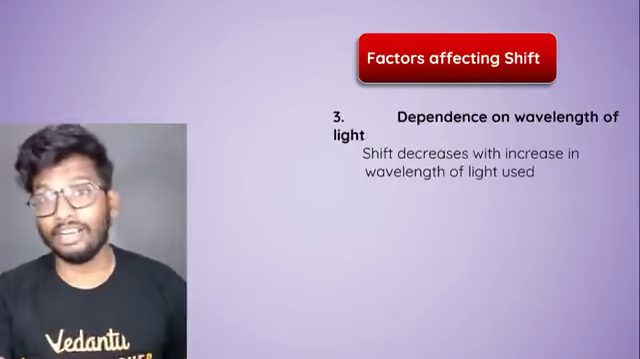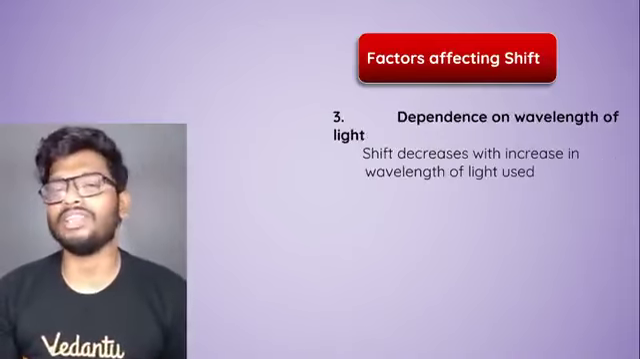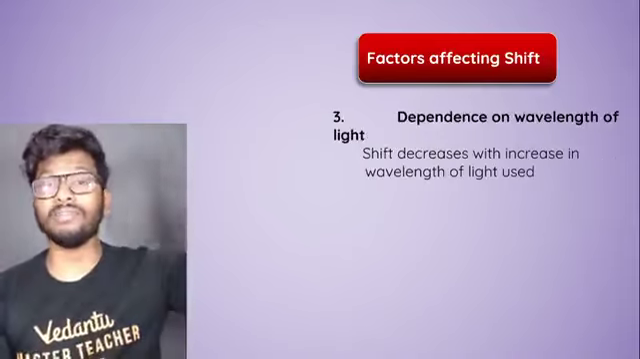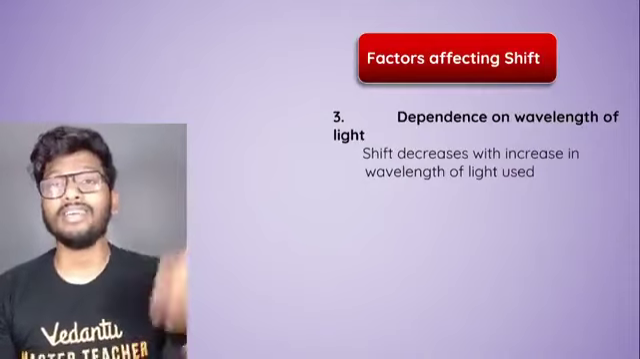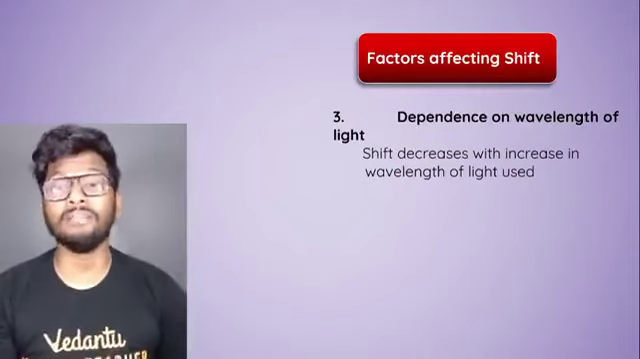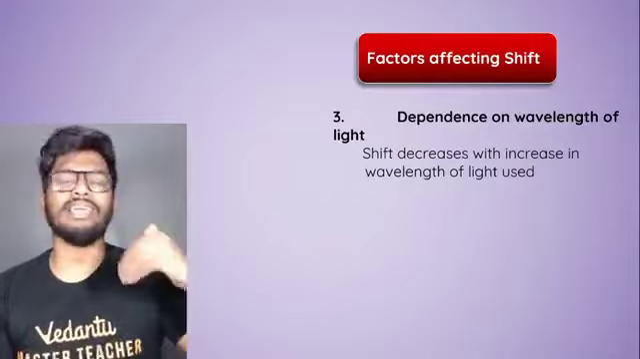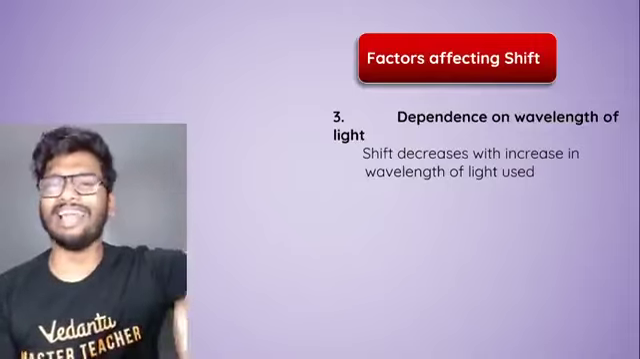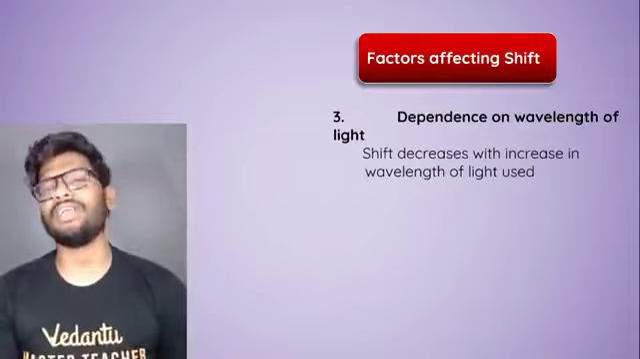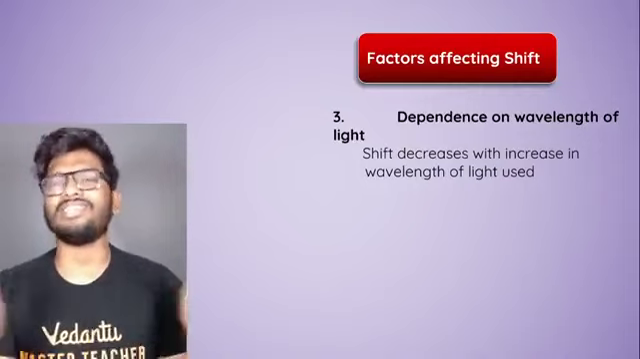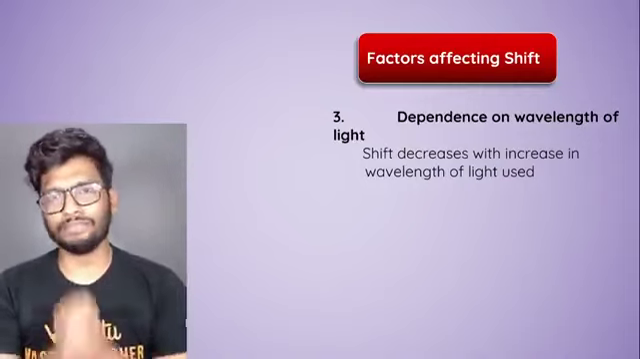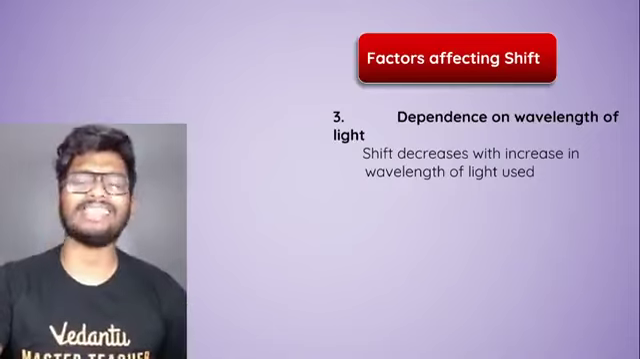And finally, but definitely not the least, it depends on the wavelength of light as well. The greater the wavelength, the lesser the refractive index, so the lesser would be the shift. So shift decreases with the increase in wavelength, which means that red light will have the least shift, whereas violet light will have the greatest shift, because it refracts the most. I hope you guys understand this. With that said, guys, let us solve some questions.